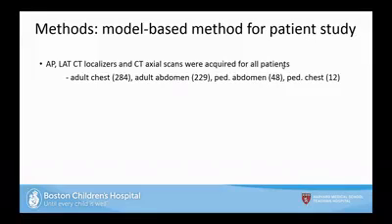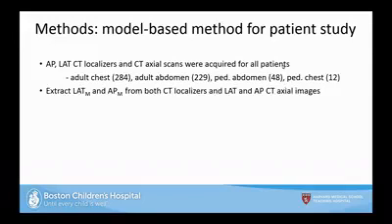Now that we confirmed that our extraction methods for the CT localizers and CT axial scans were good, we retrieved patient data which had AP and lateral CT localizers and also CT axial scans. We used 280 adult chest, 229 adult abdomen, and we did some pediatric cases, so we did 48 pediatric abdomen and 12 pediatric chests.